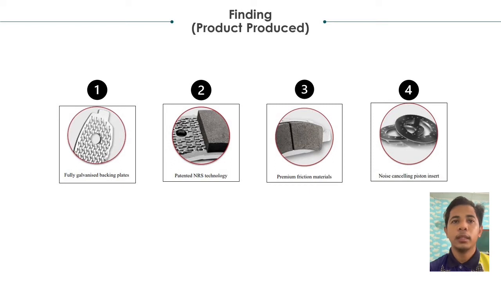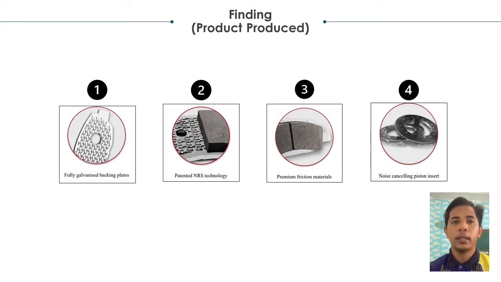The second is patented NRS technology. The main character of NRS brake pads is the sharp metals in situ galvanized hooks. The metal hooks are embossed on the backing plate to grasp the friction material tightly, eliminating the use of adhesive.